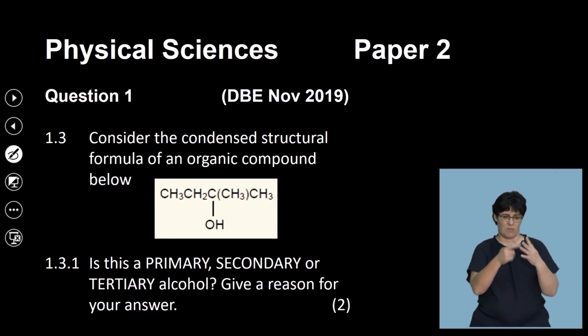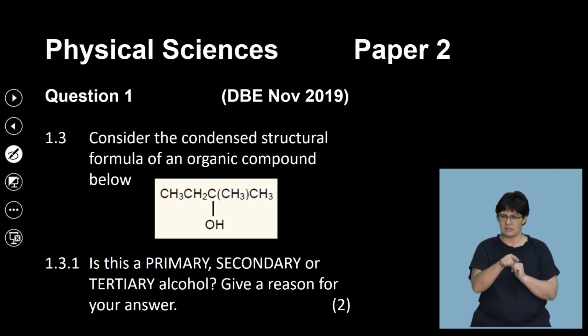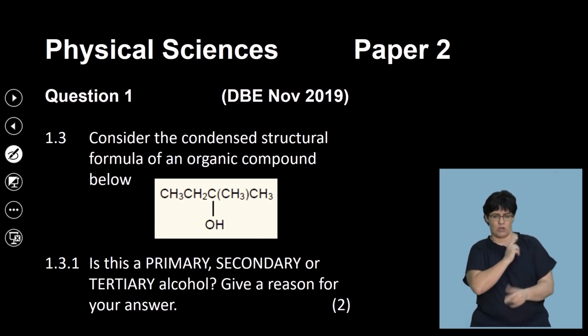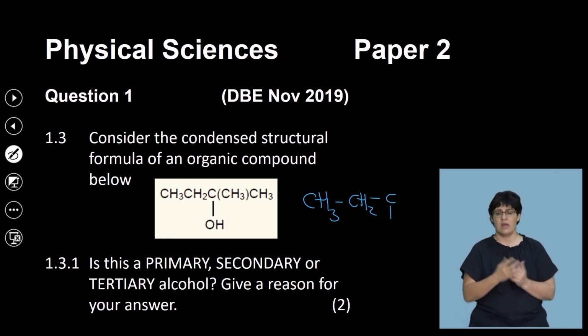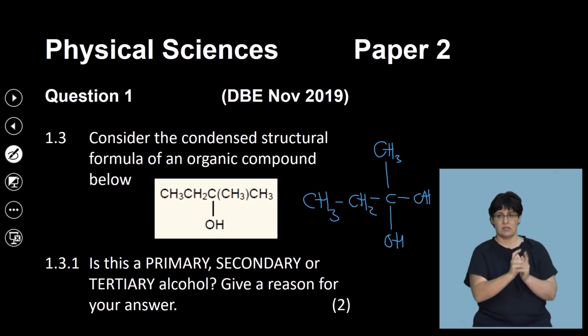And then there's a different one here that's given. Consider the condensed structural formula. Is this a primary, secondary, or tertiary alcohol? These are the three classes of alcohols that are given. For you to be able to identify the correct one, it's recommended that you draw the structure. The CH3, I'll write the condensed, and then there's CH2. And then there's the C that's bonded to the functional group, the OH. That CH3 in brackets is a substituent. And then we've got another CH3.